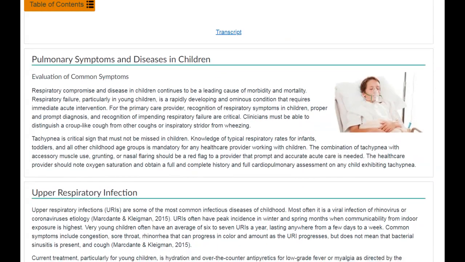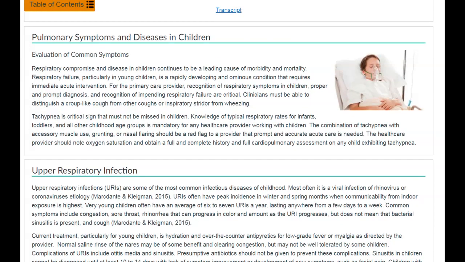Next condition, pulmonary symptoms and diseases in children. Evaluation of common symptoms. Respiratory compromise and disease in children continues to be a leading cause of morbidity and mortality. Respiratory failure, particularly in young children, is a rapidly developing and ominous condition that requires immediate acute intervention.